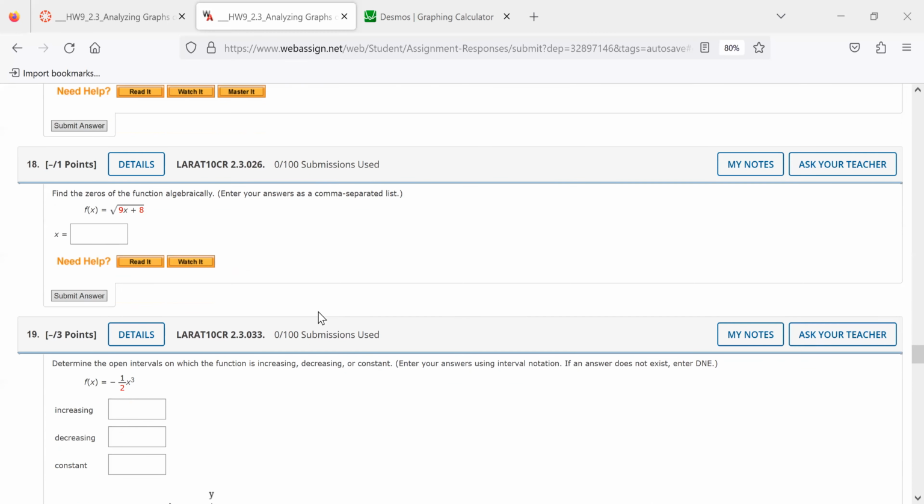Eighteen. All right, let's do it. So when is this 0? Well, if the inside is 0, then it's gonna be 0, right? So just take the inside. Set it to 0. Subtract your 8. That's it. That's the location where the function will be 0. Will output 0.